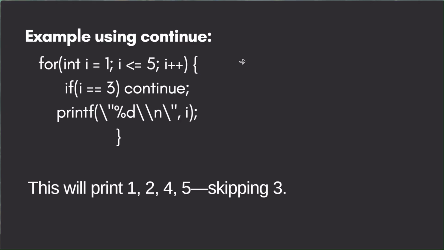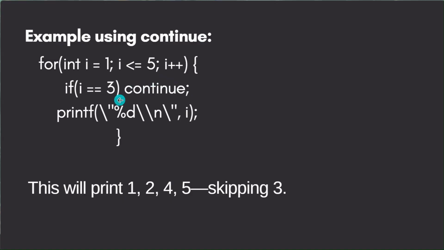Here this is also a for loop. It initializes i equals 1. If i is less than or equal to 5, the loop continues as long as this condition is true. After every iteration, i is increased by 1, i++.